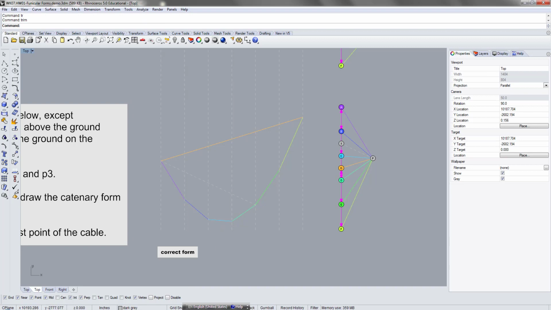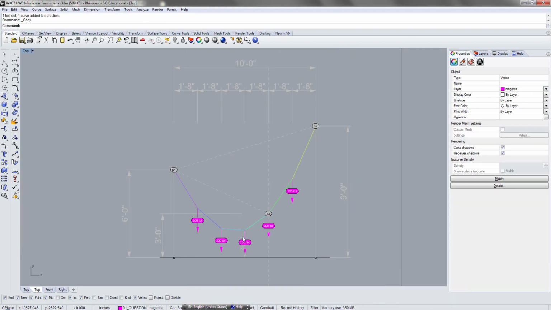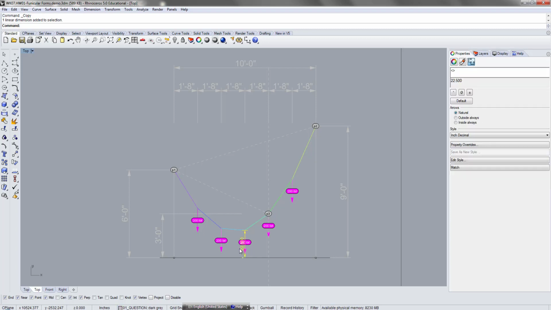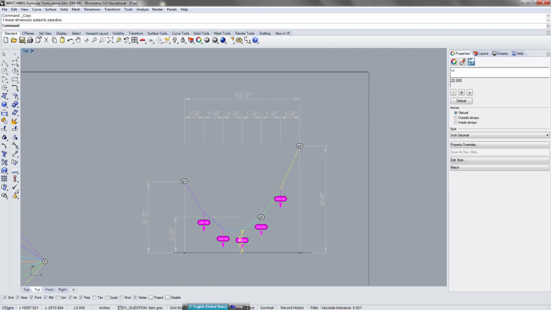So yeah, that's the new force polygon based on the criteria. And this is what it looks like when it's mapped to the context. And so the bottom point, the lowest point, is actually 22.5 inches above the ground.